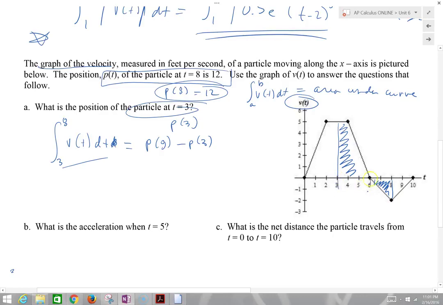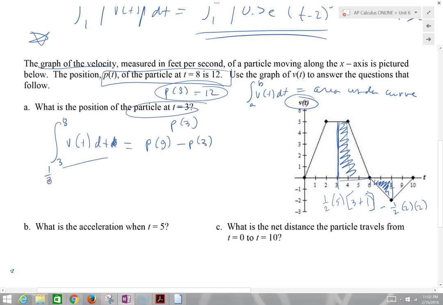So from 3 to 6, we have a trapezoid with positive area, and its height is 5. So we have 1/2 times 5, and then we add our bases, which are 3 plus 1. And that will be the area of that, and then we're going to subtract the area of this triangle, which is 1/2 the base, which is 2, times the height, which is also 2.